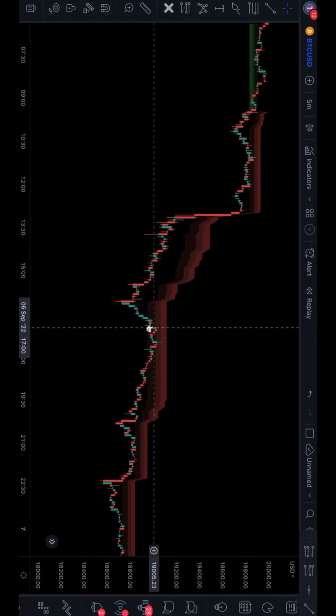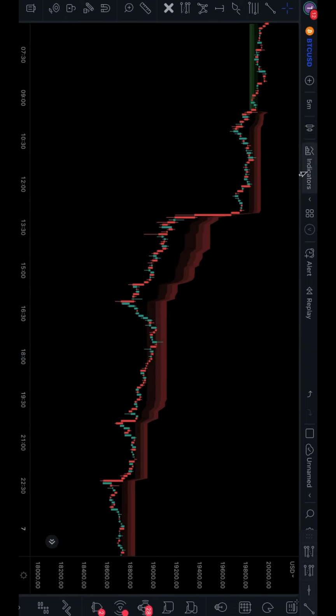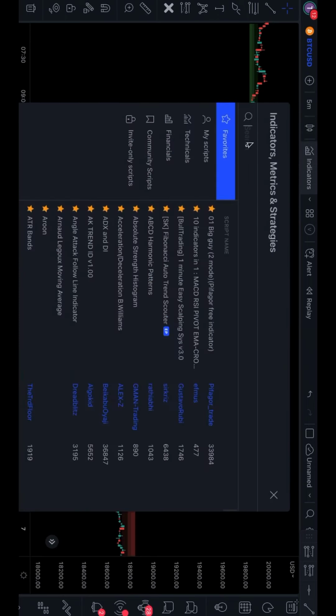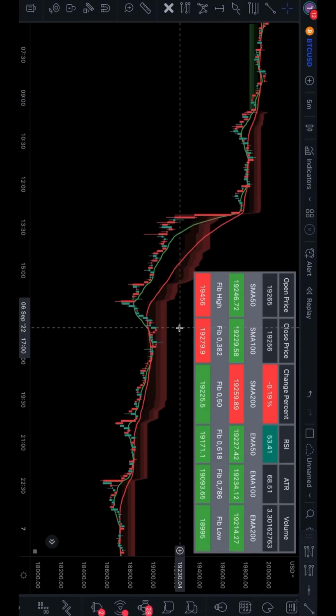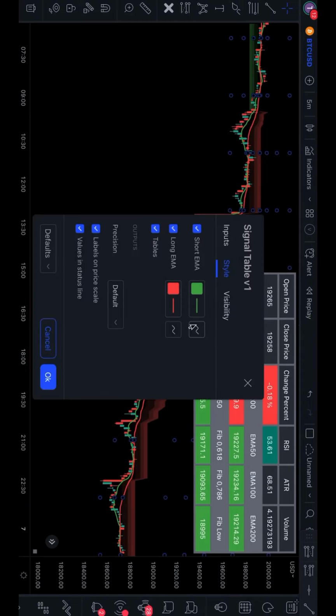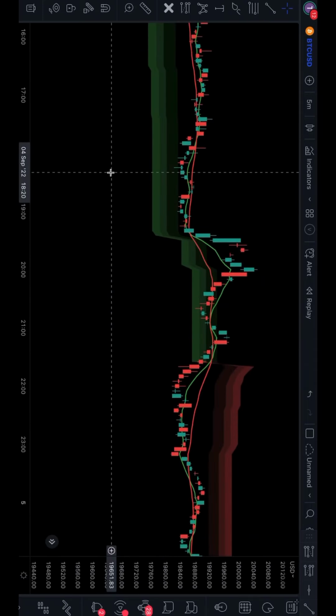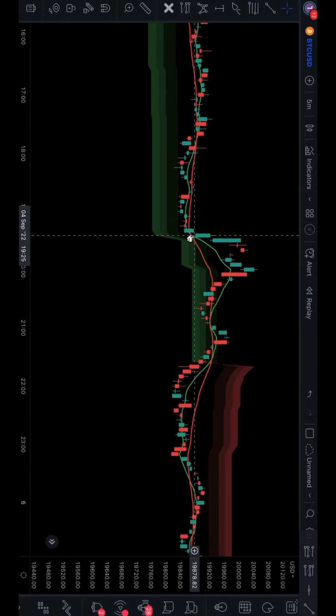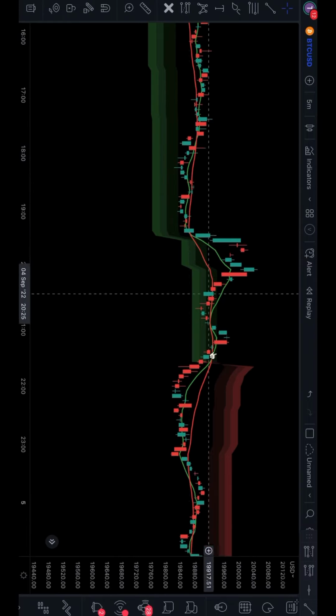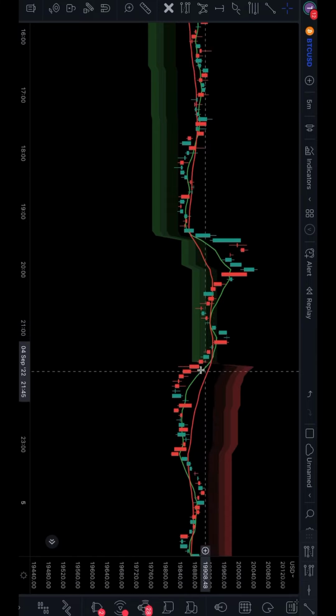Okay, now let's add the second indicator to the chart. This TradingView tool is called Signal Table, the Signal Table indicator by Only Fibonacci. We also need to adjust its settings, so in the style section, let's remove the tables. Based on this indicator, we're going to be placing buy and sell orders. Every time the green line crosses the red line upwards, this is a signal to buy, and when the green line crosses the red line downwards, this is a signal to sell.